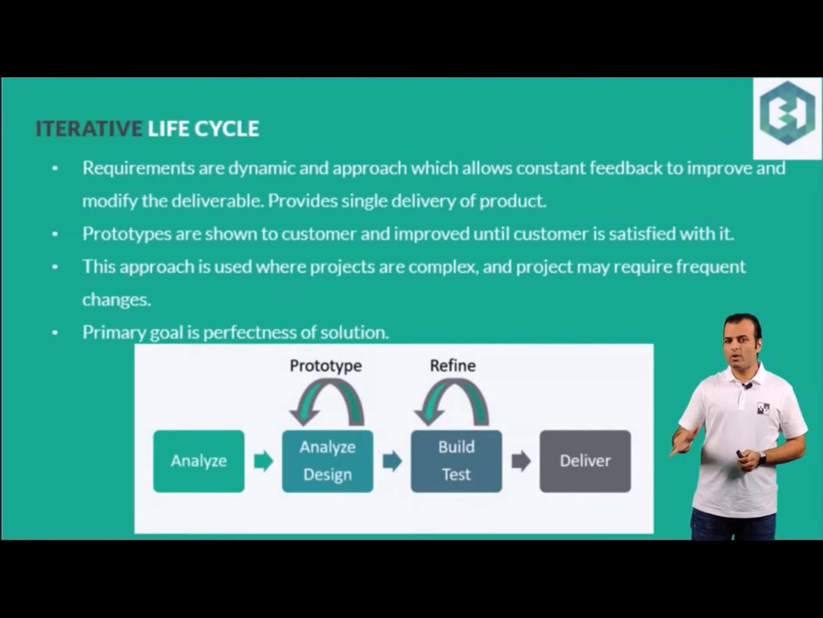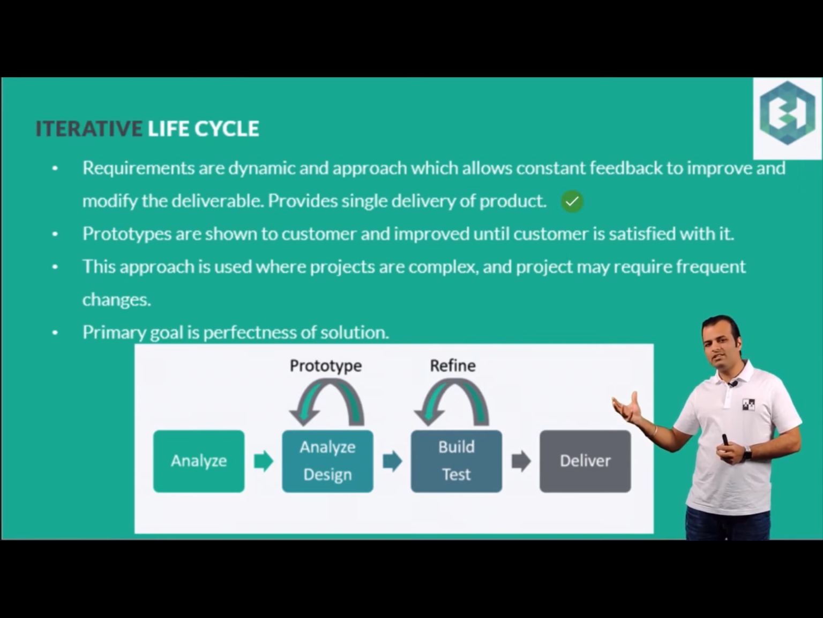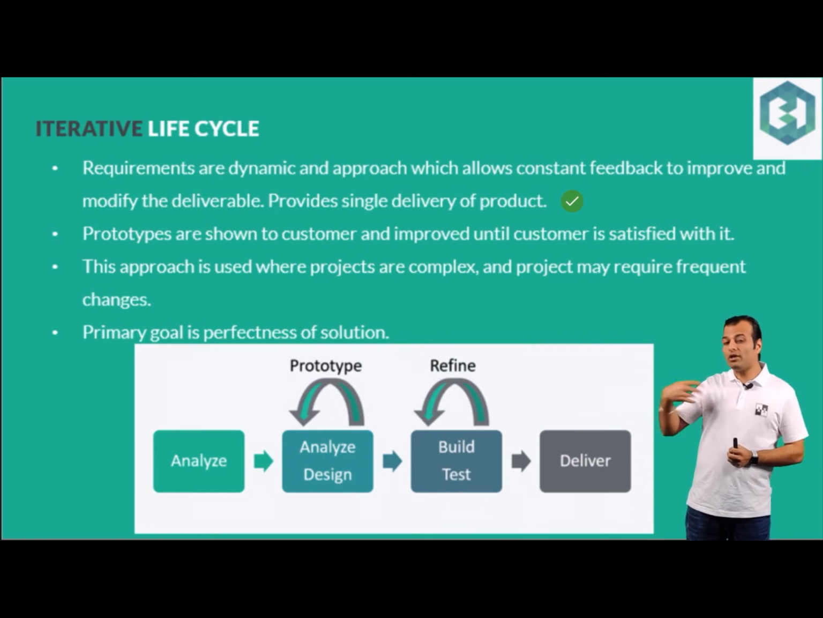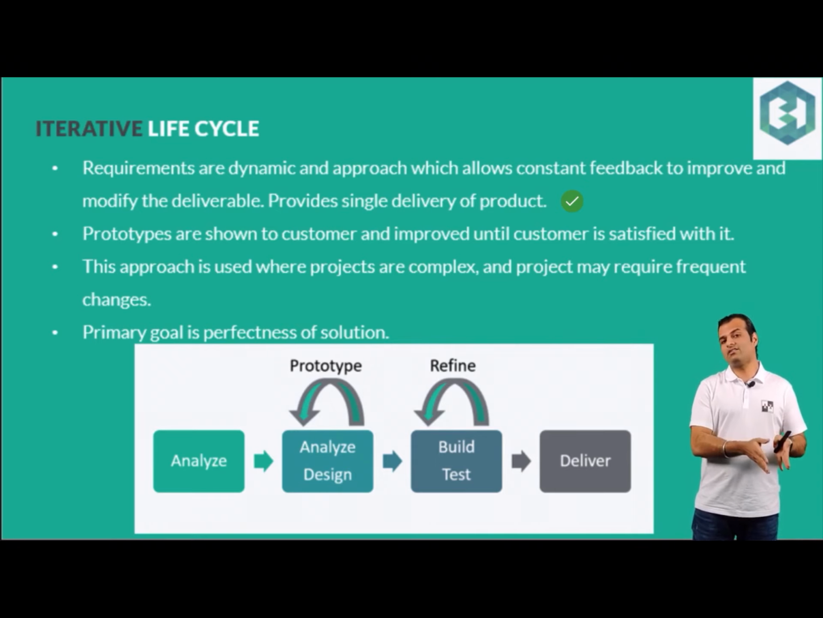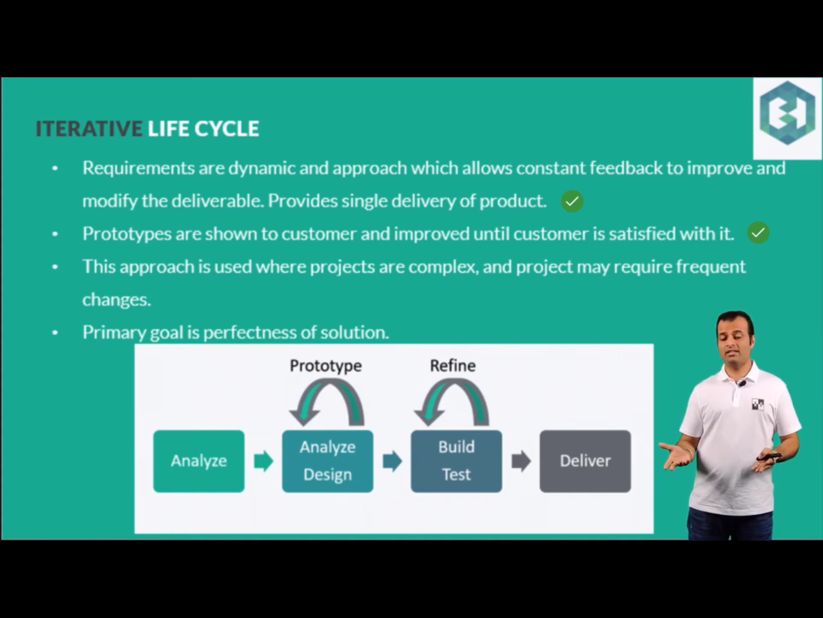Let's see why I did this approach as compared to predictive. First of all, requirements were dynamic. I was not sure what type of fixtures would be in my apartment, what type of paint colors, so unless my customer gave the go ahead, I keep on building it. I keep on analyzing it, designing it just to make sure it is perfect. Of course, my customer is seeing the prototypes, and they are constantly improving the prototype until the customer signs off on that, until they find it's perfect for them.